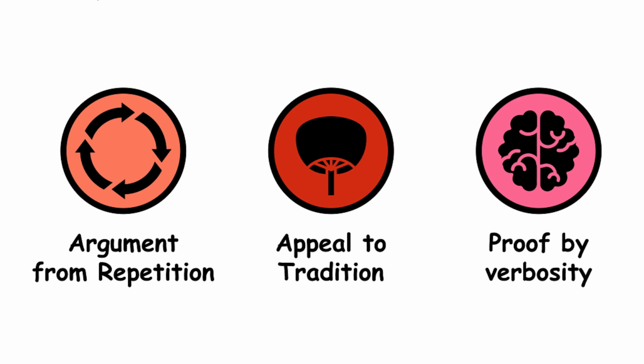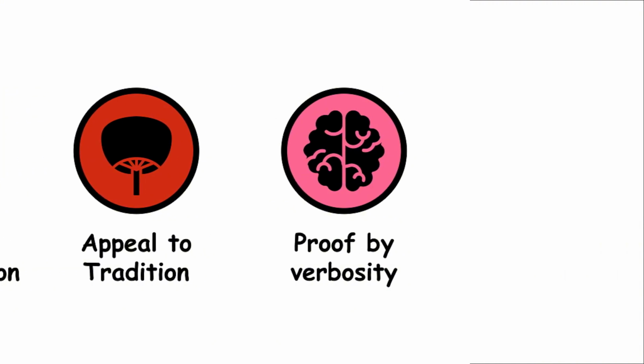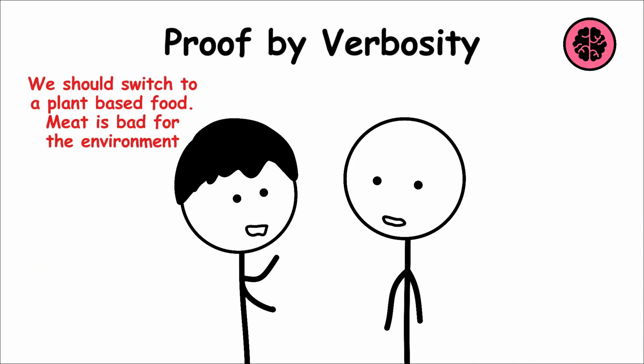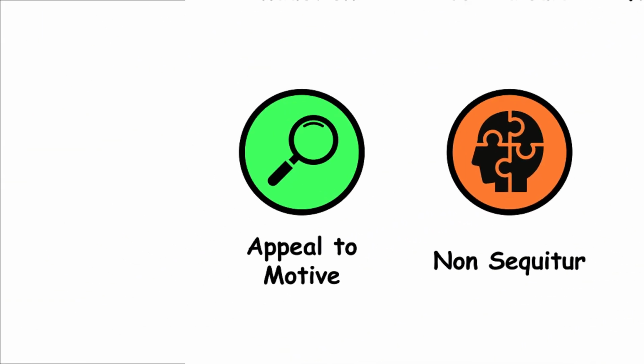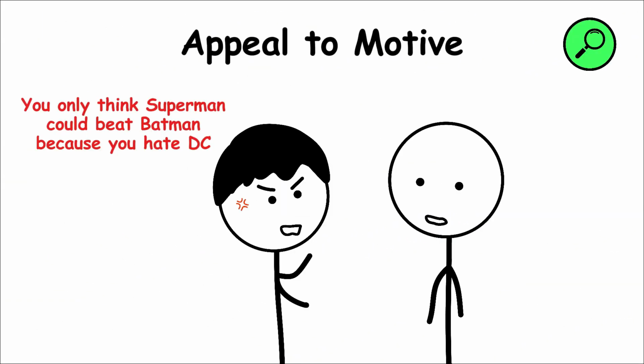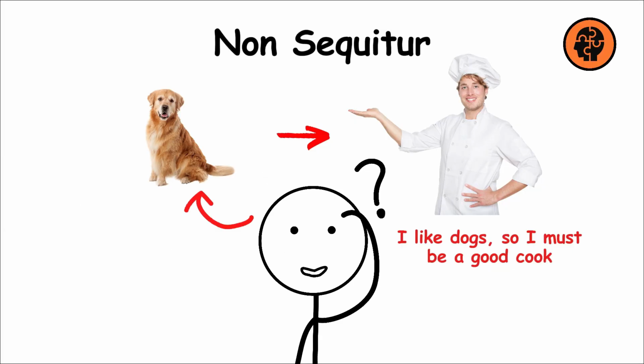Appeal to tradition. This fallacy happens when someone argues that something is good or right just because it's been done that way for a long time, without considering whether it is the best choice. Proof by verbosity. It's when someone tries to win an argument by talking a lot without actually addressing the main point. Appeal to motive. This is when someone tries to discredit an argument based on the person's motives, instead of addressing the argument itself. Non sequitur. This is when someone makes a conclusion that doesn't logically follow from the arguments.